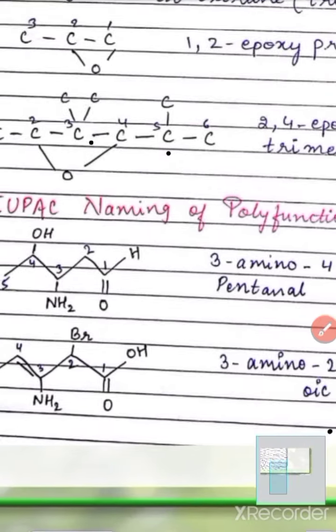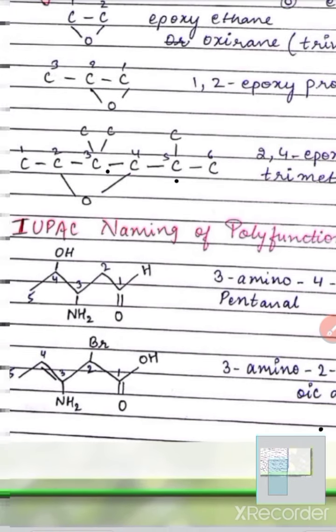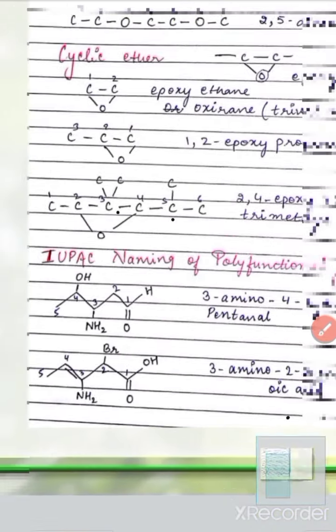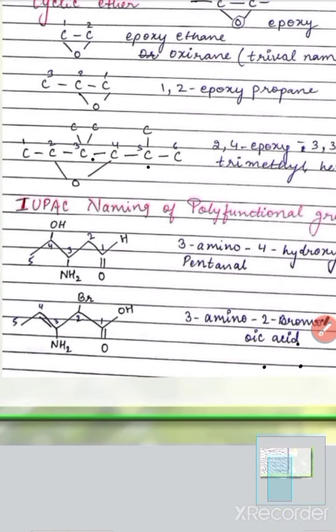Next is this one. In this again, this will form the base name. The COOH group comes highest in the priority order, so it will form the base name, and the rest will be treated as the substituent. So now let us write its name.